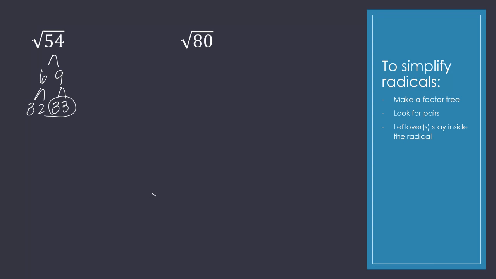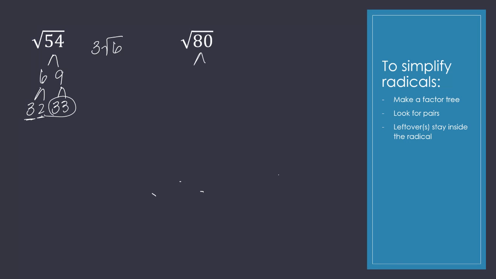Here I have a pair of 3s. Those are going to come outside. And now I have 2 leftovers. I have a 3 and a 2, which I'm going to multiply, which gives me 6 inside the radical. Okay, so did everybody follow that? When you have more than one leftover, you simply multiply them, and that's what goes inside the radical. So if I had a 5 and a 2, I'd have 10 in the radical. If I had 3 and 7, I'd have 21 in the radical. You're multiplying whatever your leftovers are and keep them inside the radical.